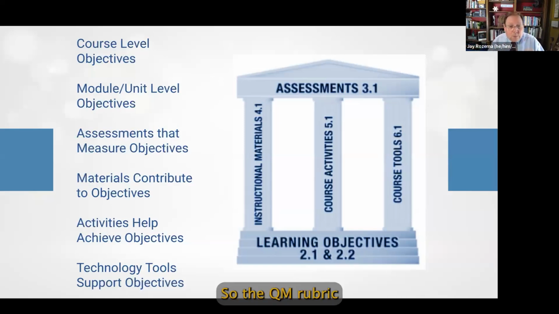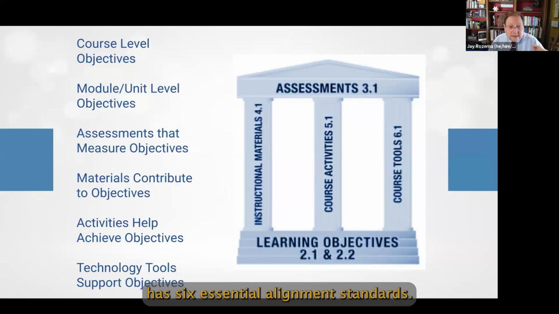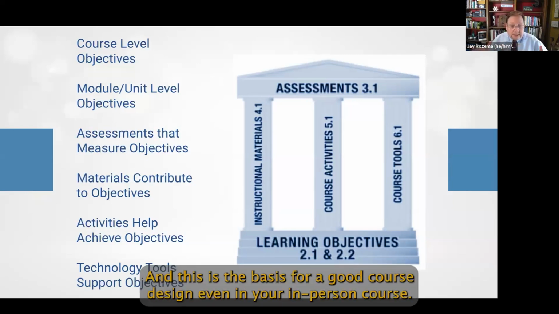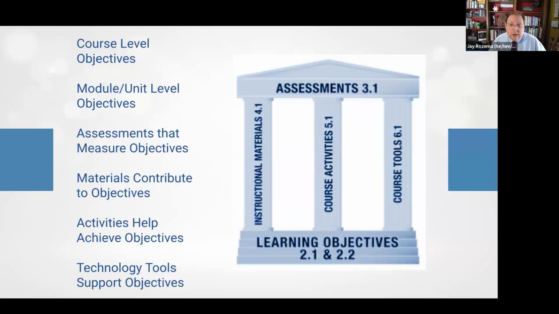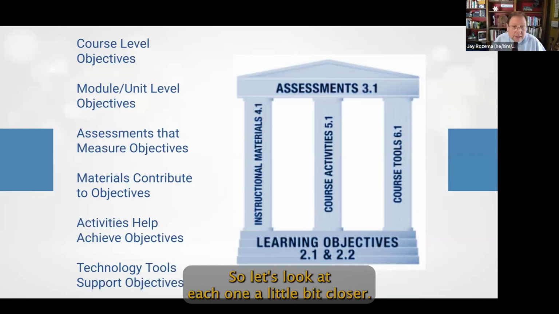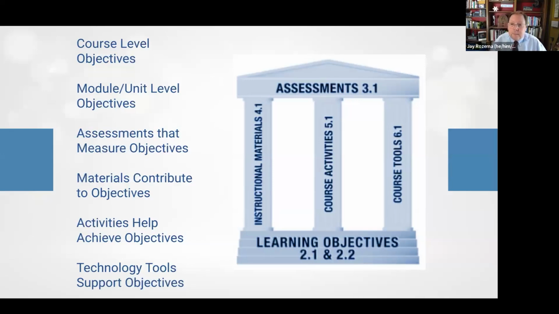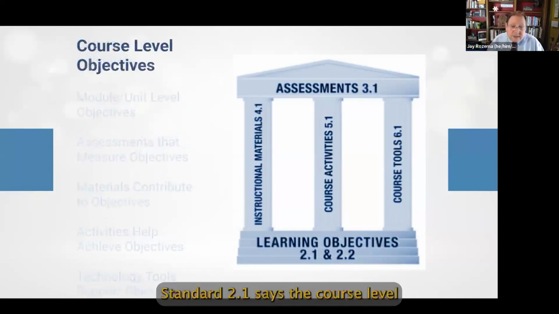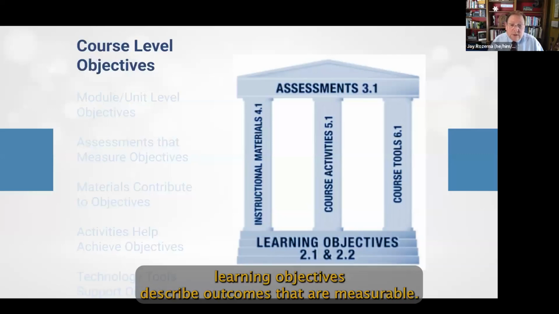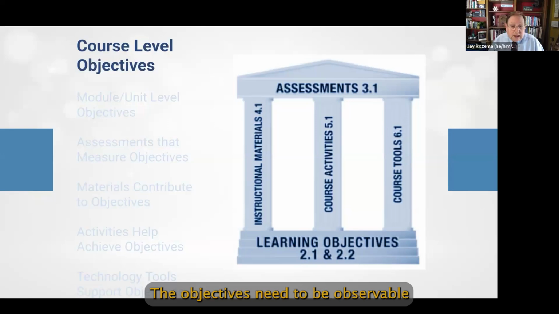So the QM rubric has 6 essential alignment standards, and this is the basis for a good course design, even in your in-person course. So let's look at each one a little bit closer. Standard 2.1 says the course level learning objectives describe outcomes that are measurable. The objectives need to be observable to a point where they are measured.